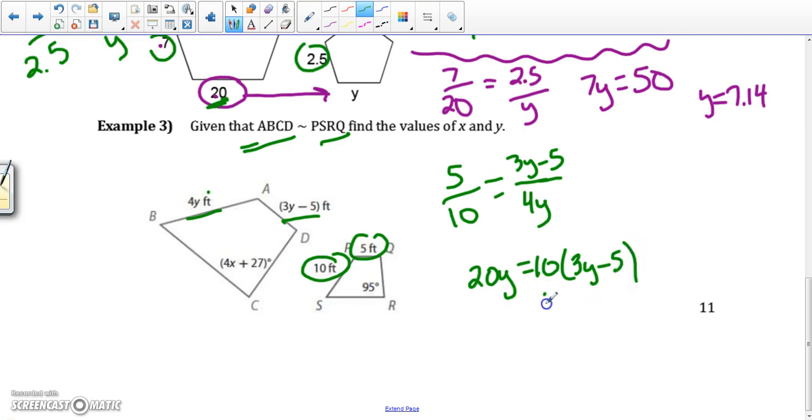And I'll let you guys finish that one up on your own if you want. That's a solve you guys can do. Distribute the 10 and then solve for y.